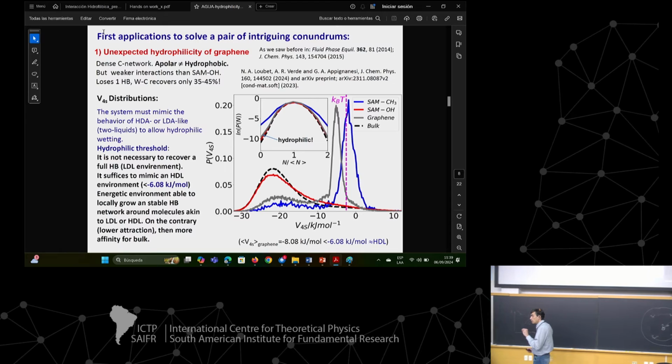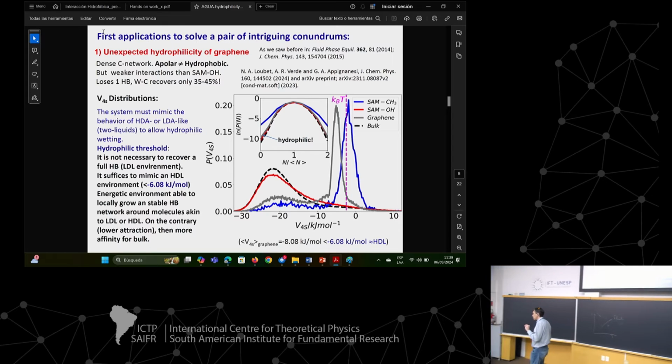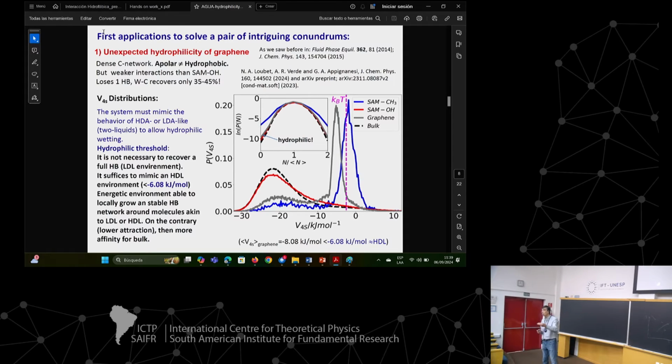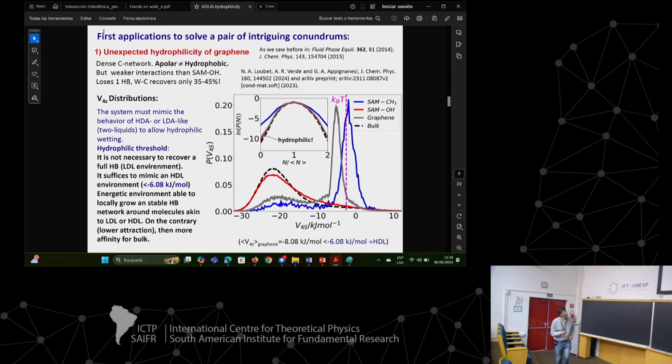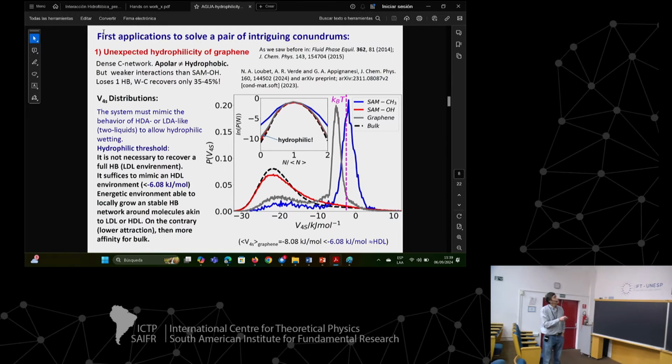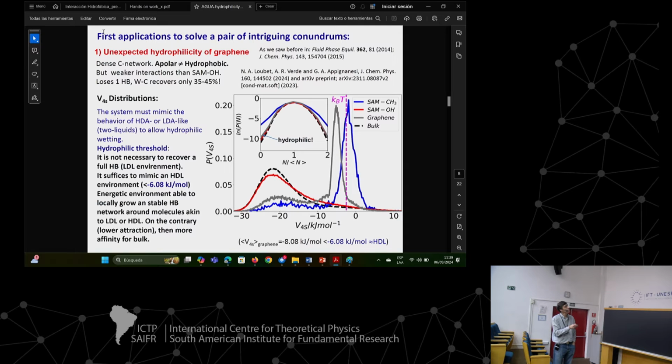These interactions are very weak, but when you add up all of them, they are not so weak. Yet the percentage you recover when you interact with the surface is around 40% of the energetic loss of losing one hydrogen bond. So in some sense it seems quite strange, but you would not expect a hydrophobic behavior for graphene.